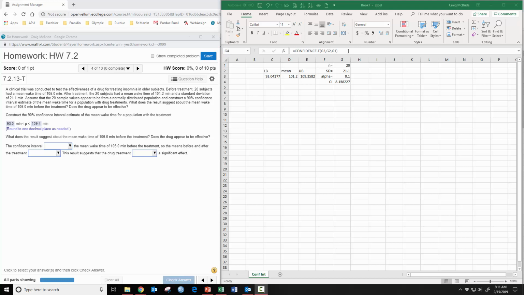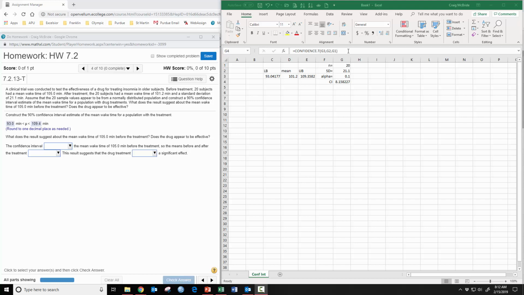It's the confidence dot T, and you have to do dot T because we're working on the T distribution, right? We're only going to use the normal distribution when we're dealing with proportions, because proportions live on the normal curve. The normal curve is also when we're dealing with means, but only if we know the standard deviation of the population, not our sample, right? So we almost never know that. So when in doubt, use T because you'll almost never know the standard deviation of the population.